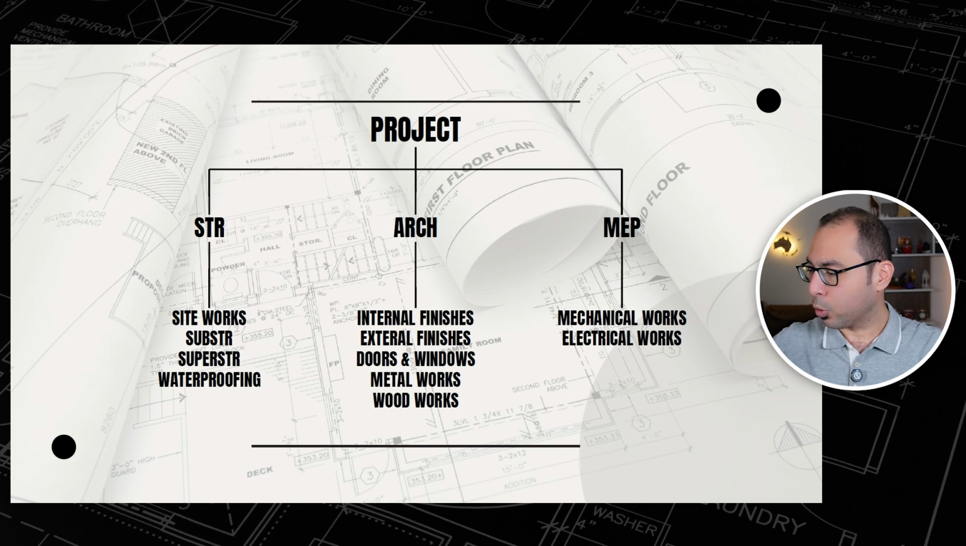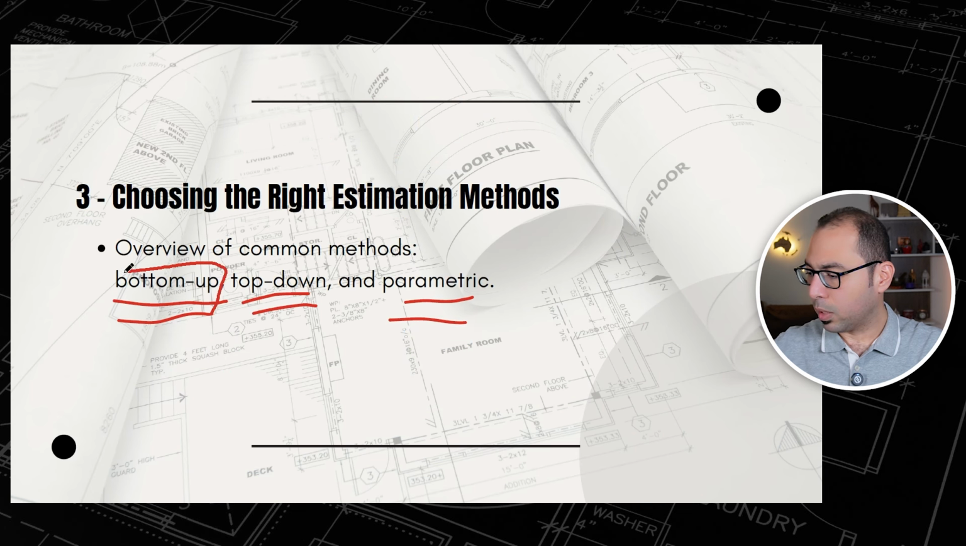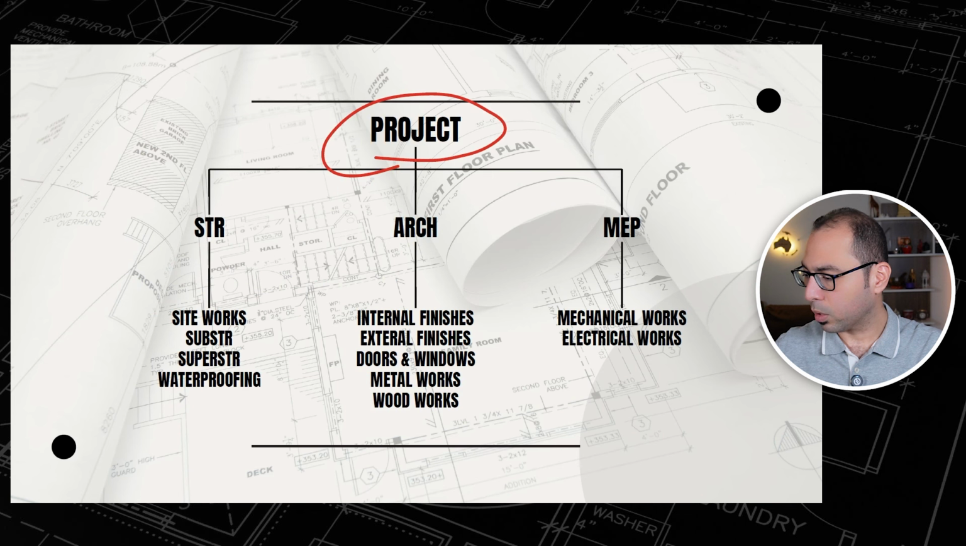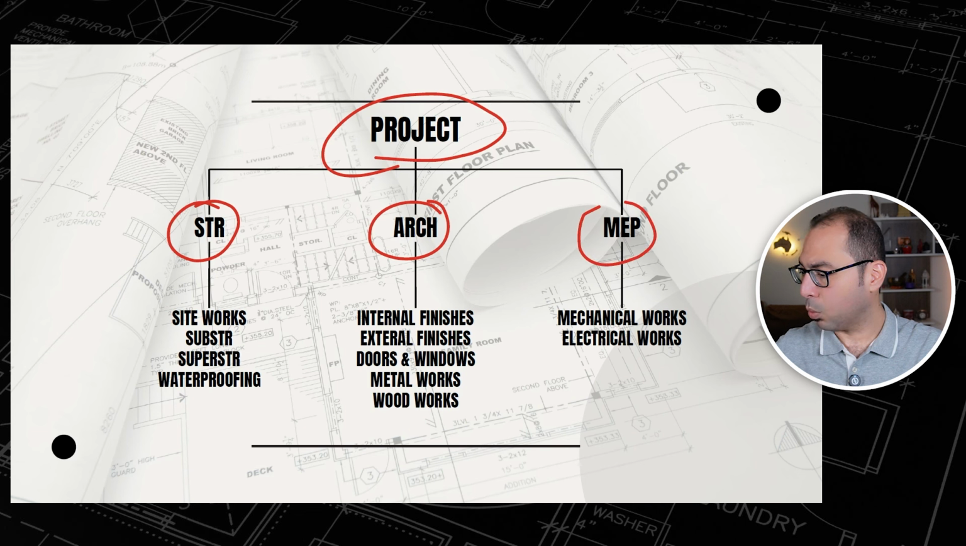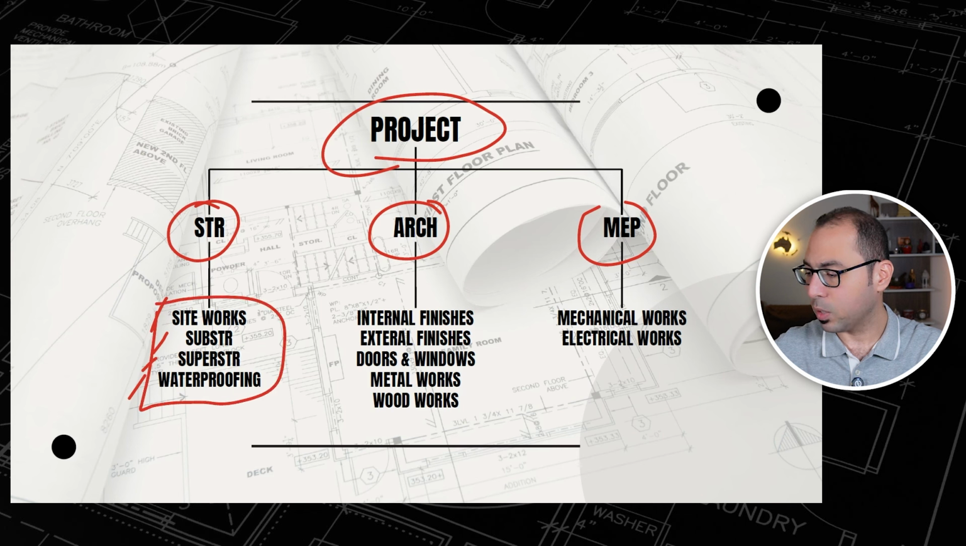Usually we have a project, as you can see here. This is a project. So when you are using the bottom up methodology for estimating the cost, usually you will start from the bottom. So here, as you can see, I have a project, structural, architectural, and MEP works. And under the structure, we have site works, substructure, superstructure, waterproofing. I am assuming these work packages are coming under the structure.